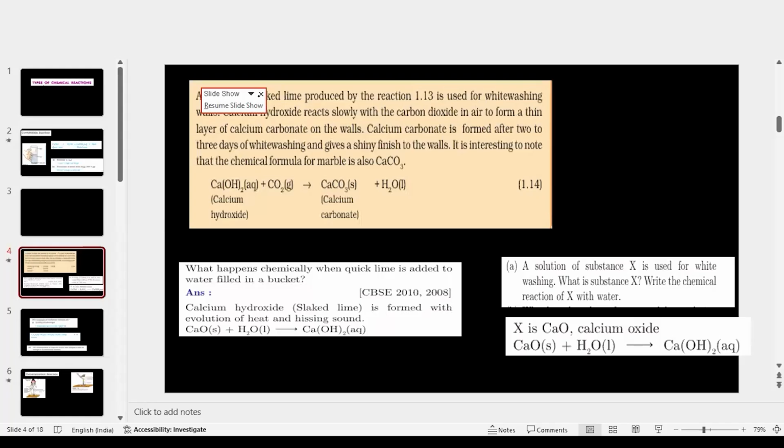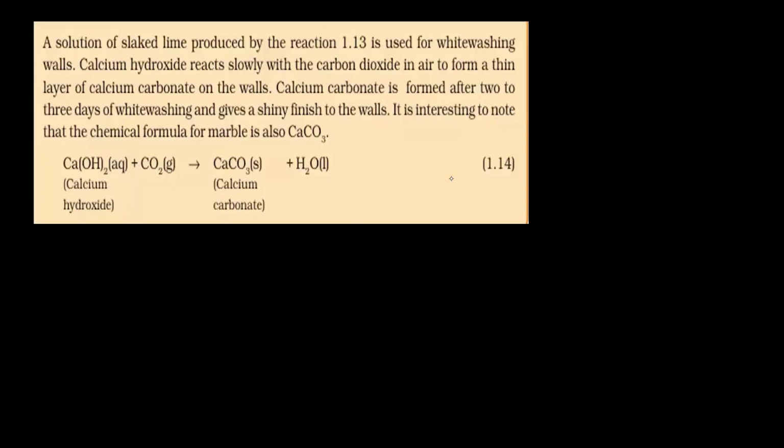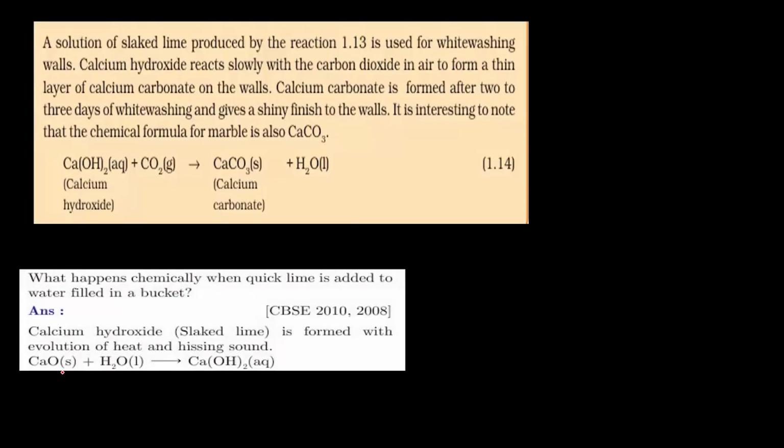Let us do some examples, questions related to this topic. First question is, what happens chemically when quicklime is added to water filled in a bucket? So we have seen this equation, right? This reaction, the first reaction, a combination. Quicklime means calcium oxide. You have to know what is quicklime, what is slaked lime. So what is forming during this reaction when quicklime is reacted with water? Yes, slaked lime is formed.